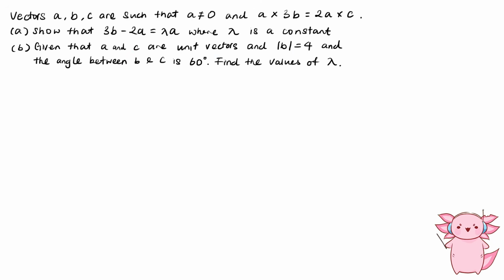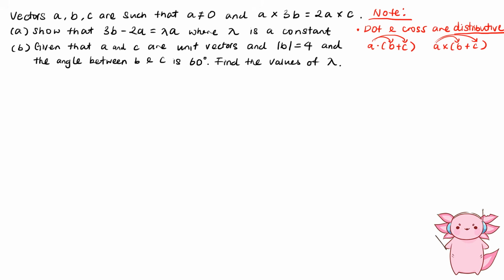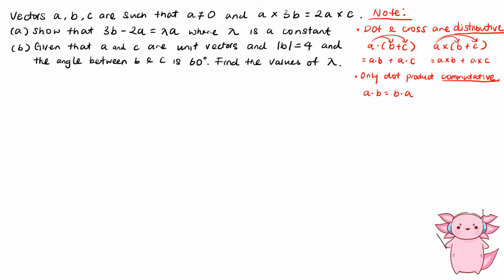An important note is that both the dot and cross product follow the distributive law, so we can expand and factorize them just like algebra, but only the dot product is commutative, because A cross B is different from B cross A, because it's in different directions.